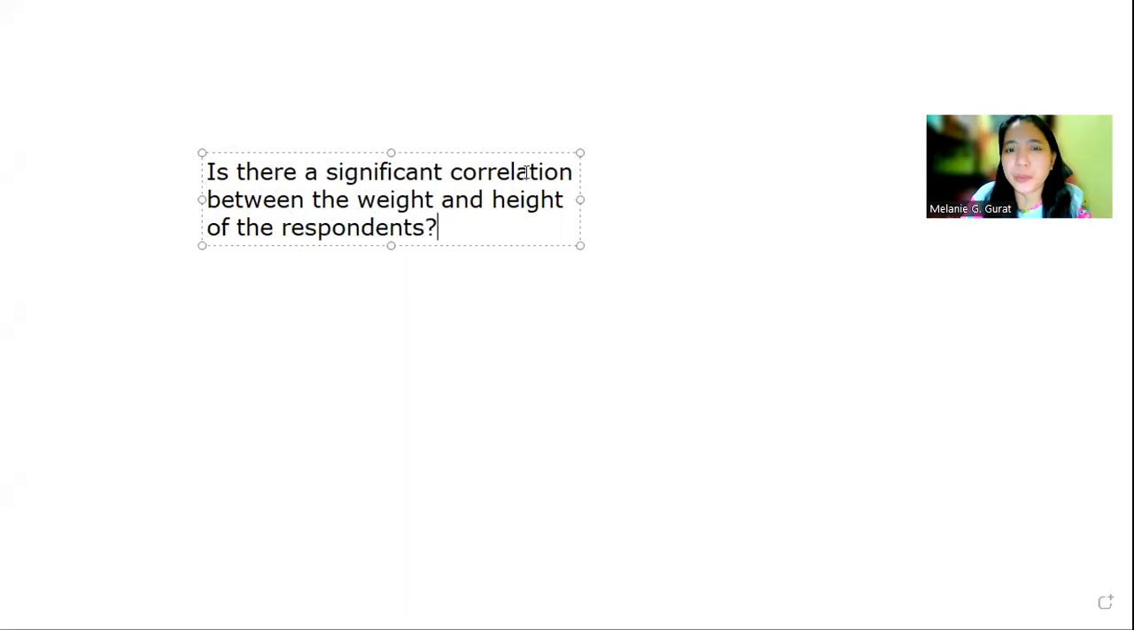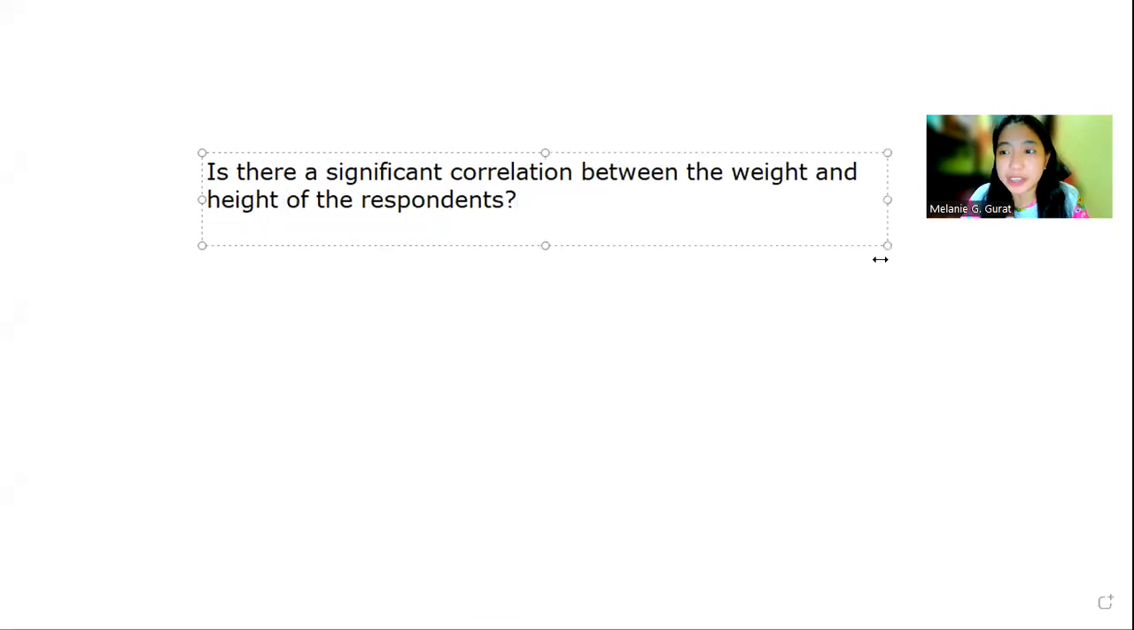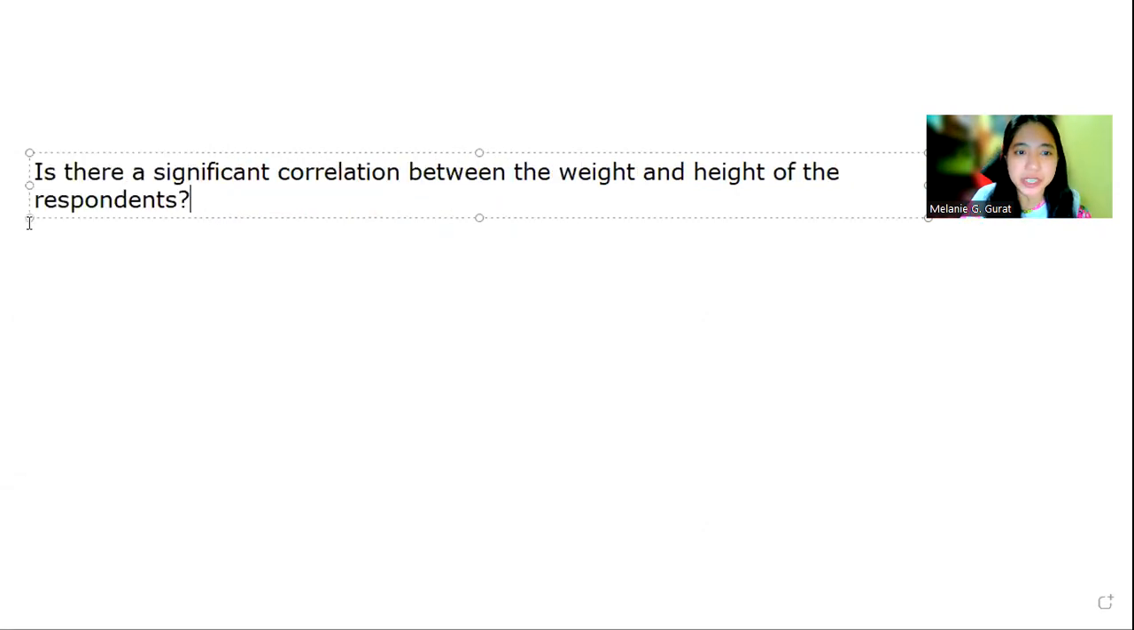So we are, of course, expecting that the higher the height of the respondent, it means also the heavier the respondent is. But of course, we have to explore before we can see if our hypothesis is true or not. So this is our problem. Is there a significant correlation between height and the weight of the respondents?